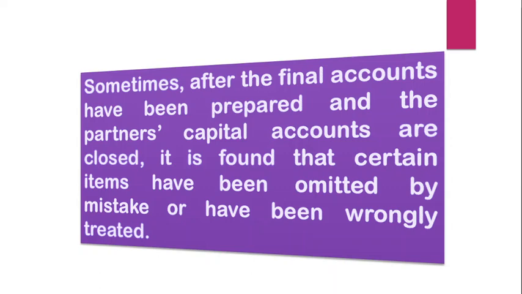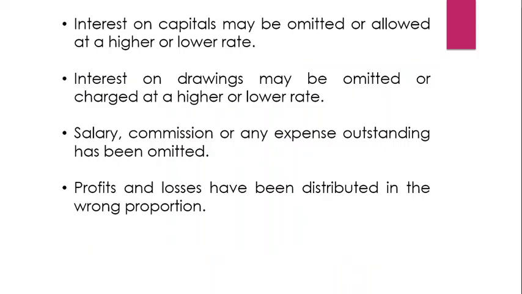Now in case the final accounts and capital accounts are prepared, and we find that there is an omission of one term or more than one term, or any of the terms has been treated in a wrong way. We cannot make changes in the final accounts or a partner's capital account. We can't scribble on these accounts since they are already closed. But of course, we have to rectify these errors. So these are the errors which may occur after preparing our final accounts.